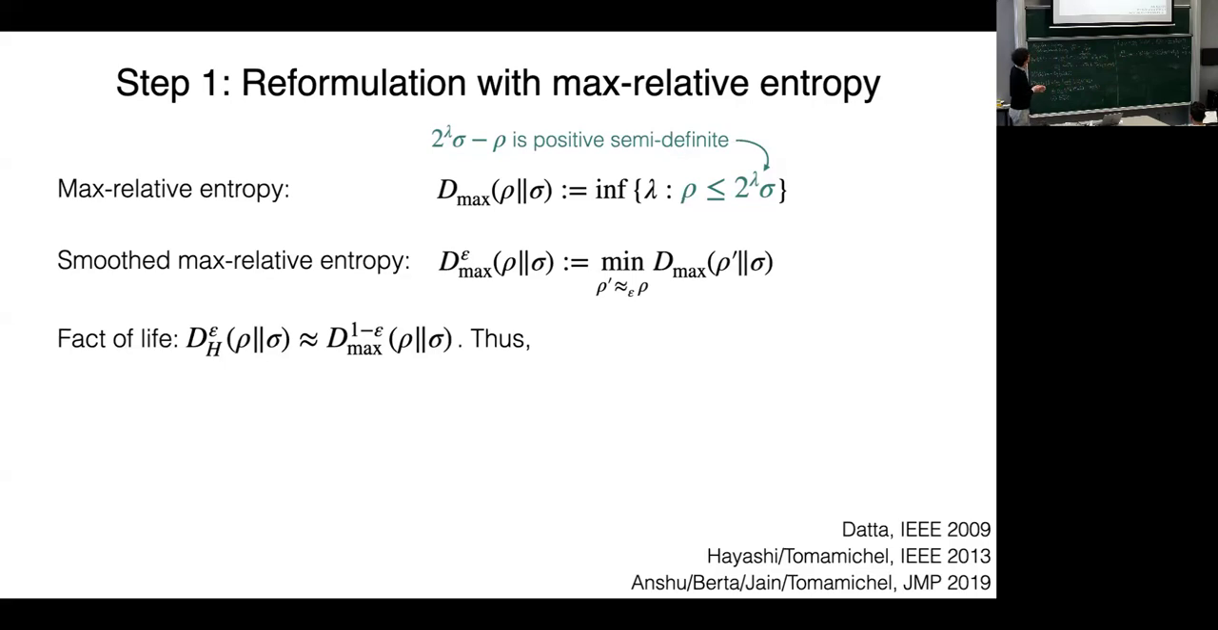Is there a specific norm you choose here, or does it not matter? Yeah, the smoothing is trace norm. You can also do purified distance, and then it's actually even better. You can, but it's fine.